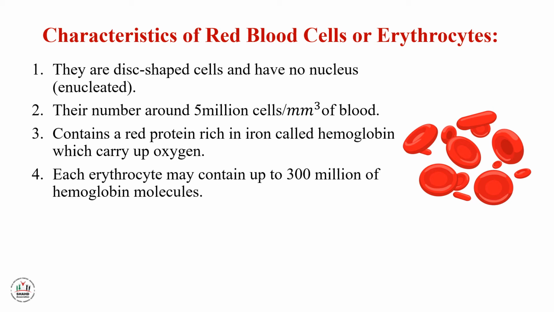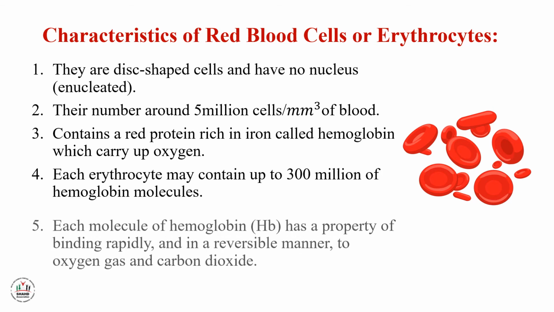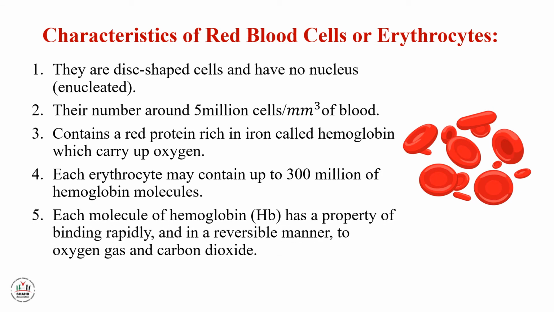Fourth, each erythrocyte may contain up to 300 million hemoglobin molecules. Fifth, each molecule of hemoglobin has a property of binding rapidly and in a reversible manner to oxygen gas and carbon dioxide. So we must know that hemoglobin is what carries oxygen and carbon dioxide, in a reversible manner.